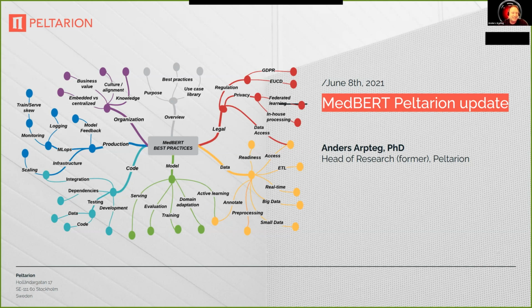So in this project specifically, there have been a lot of other challenges, like legal considerations, of course, when working with such sensitive data as we have here.